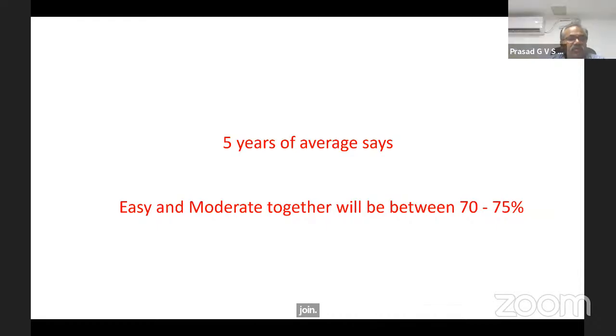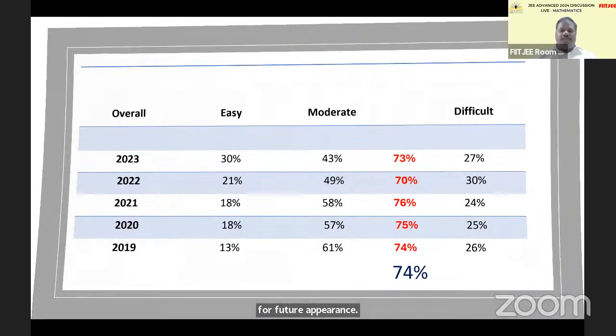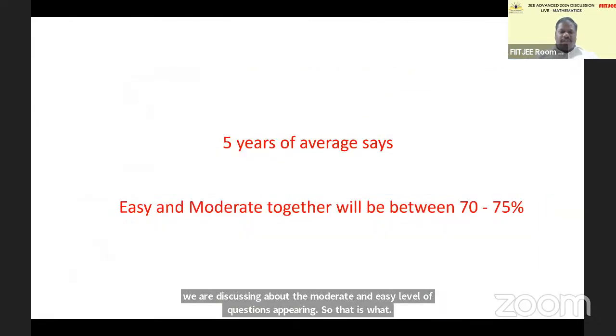Okay, then we'll continue with our PPT, with some info about the JEE Advanced papers that we've been discussing for the students, specifically 11th and 12th, and those looking for future appearance. So we are discussing the moderate and easy level of questions appearing. That is what we have shown here. Now move further.